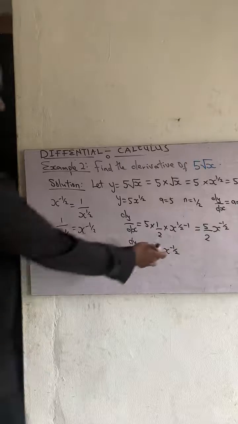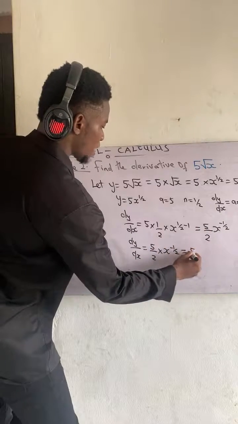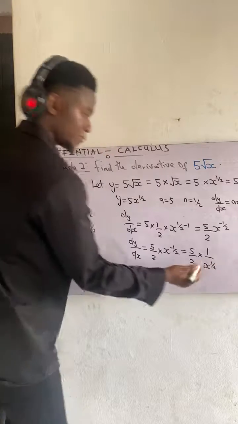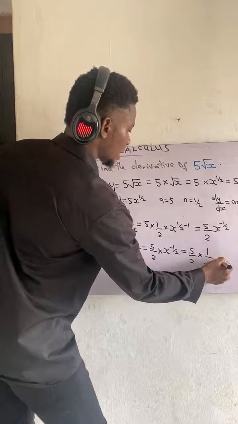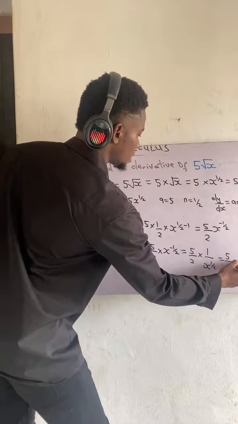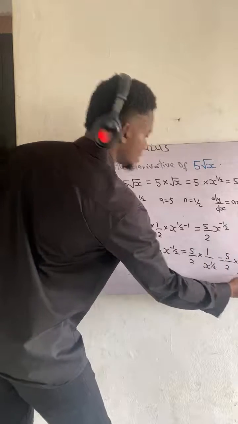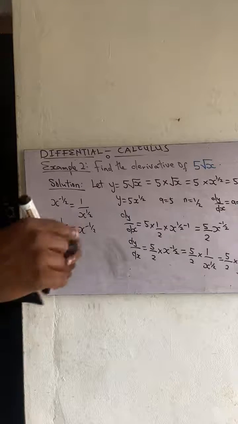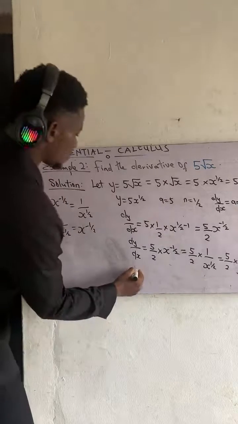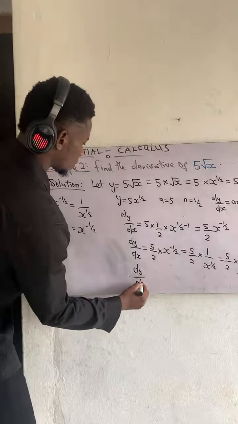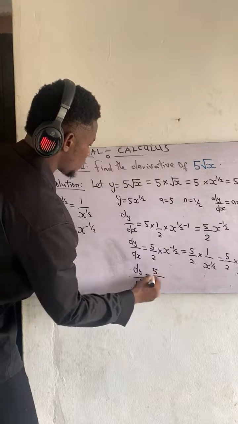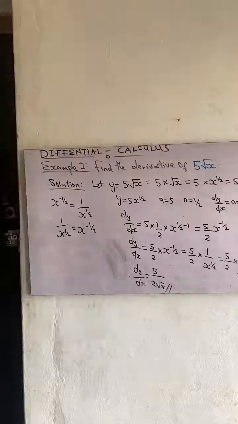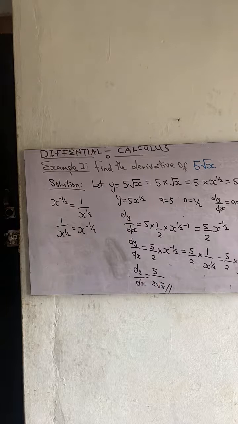Minus. So this simply means that I can express this as 5 over 2 times 1 over x raised to power half. Do you get that? Then this can be written as 5 over 2 times 1 over root x. Do you remember that root x is the same as x raised to power what? Half. Now the final answer for your dy dx can be 5 over 2 root x. That's it. It's very simple, guys. So let's look at another example.